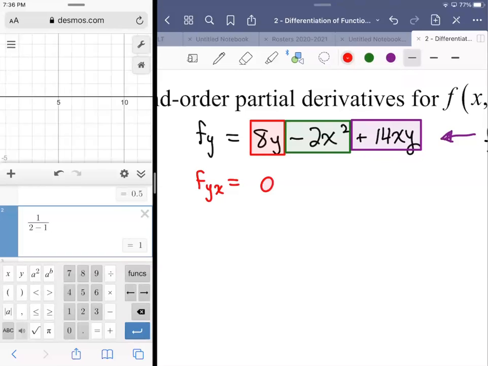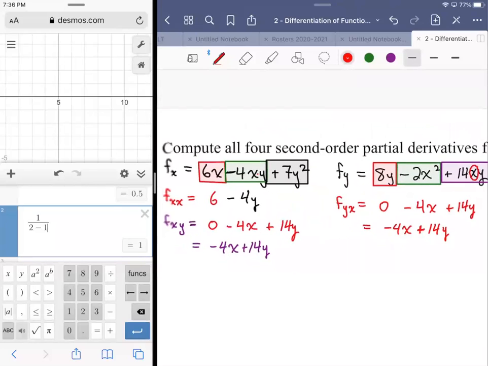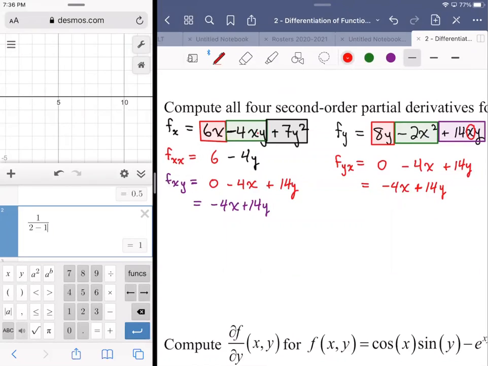It's with respect to x, so this is going to 0. Negative 4x, and here we're just differentiating the x. Derivative of x is 1. 1 times 14y is 14y. So we get negative 4x plus 14y. All right. Now, if you look at the other mixed second order partial, you notice something hopefully that's very, very pleasing. They're the same. That's great news.